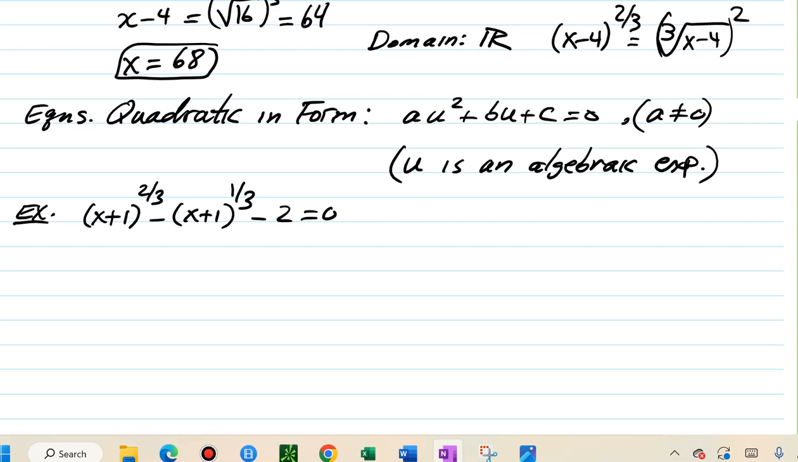Now notice I have an expression in x, namely x plus 1. The whole equation has rational exponents on each of the terms, and this is what we call quadratic in form. To see the quadratic in form, I'm going to let u be something. How do you know what to let this variable u be? The middle term is what we usually let it be. So I'm going to let u be x plus 1 to 1/3.